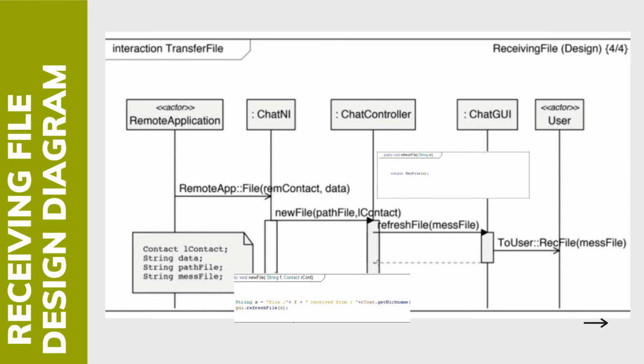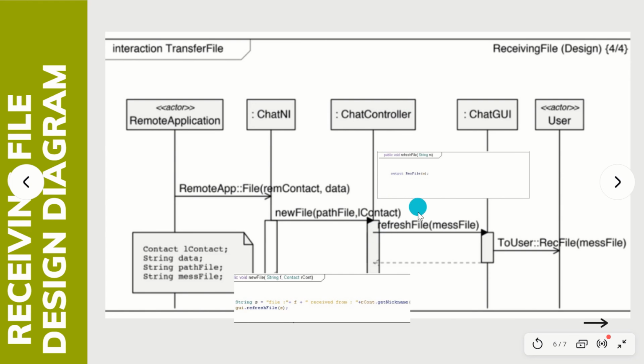Here in this receiving file design diagram, we can see the different objects with their respective lifelines, and those boxes represent the amount of time, or unit of time, that they are active. The remote application sends a signal file with those parameters. The chat NI will execute the new file function that is here, which basically concatenates different attributes and sends that signal to the chat controller.